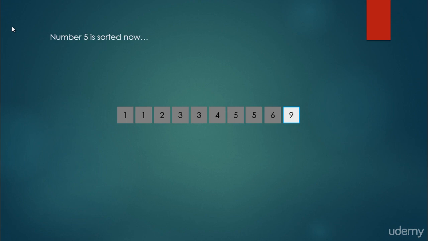And that's all about Quicksort. It's a very powerful tool, and in the end all the numbers are sorted. So that's all about Quicksort.